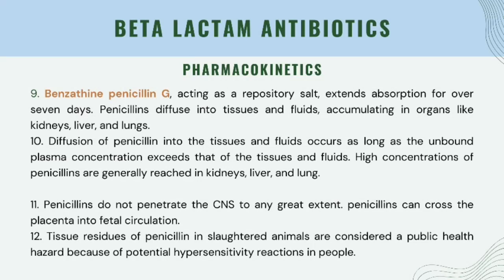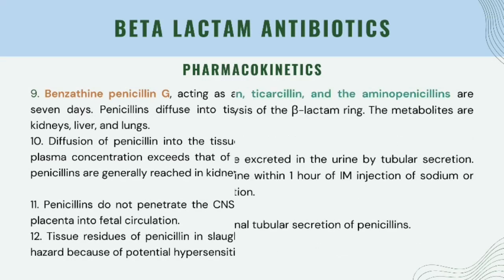Diffusion of penicillin into the tissues and fluids occurs as long as the unbound plasma concentration exceeds that of the tissues and fluids. High concentrations of penicillin are generally reached in kidneys, liver, and lungs. Penicillins do not penetrate the CNS to any great extent. Penicillin will diffuse across the placenta into the fetal circulation. Tissue residues of penicillin in slaughtered animals are considered a public health hazard because of potential hypersensitivity reactions in people.